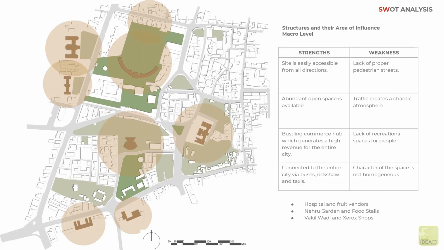Strengths of the overall site are: the site is accessible and approachable from all directions. There is an availability of a lot of open space. Bustling commerce hubs at different locations like Shalimar, Main Road, Shivaji Road, etc. generate a high revenue for the entire city. The site is well connected to the entire city via buses, rickshaws, and taxis as the main transportation hub is nearby.